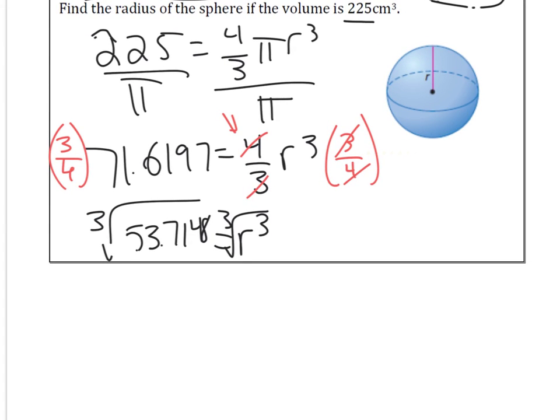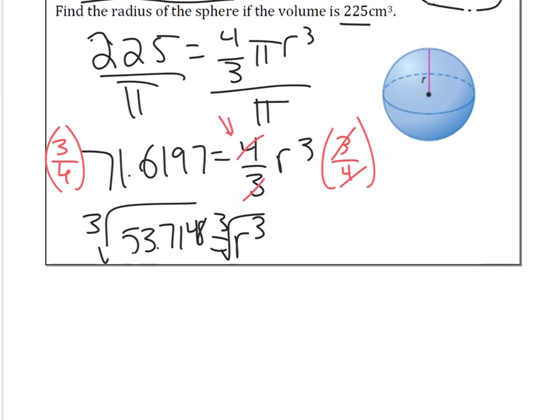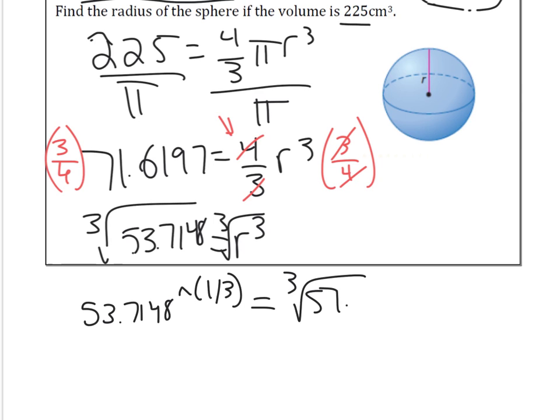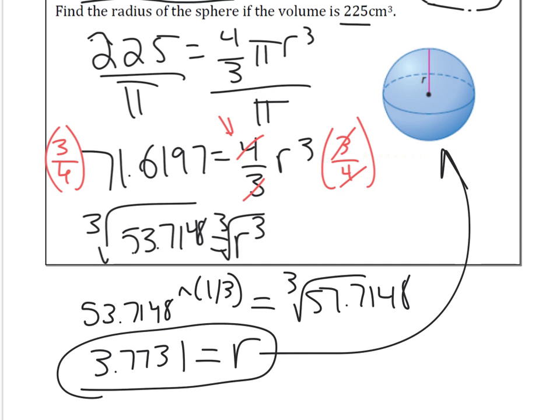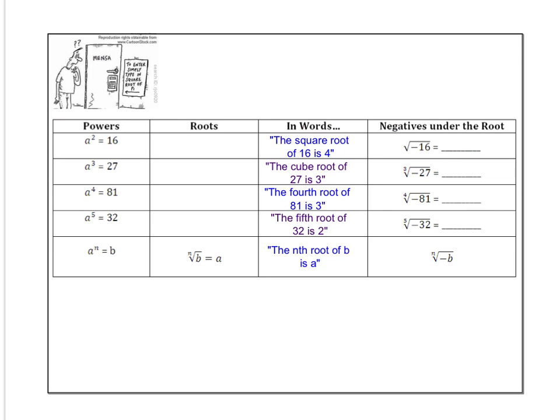The short, easy way to do this is in your calculator. If you raise it to the power, and in parentheses go 1 divided by 3, that is the equivalent of taking the third root of that number. So if I put 53.7148 raised to the 1/3 power, I get 3.7731. So that's going to be the radius of this sphere. This is going to be a big helper to you.